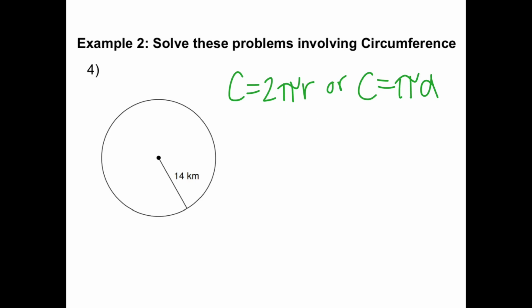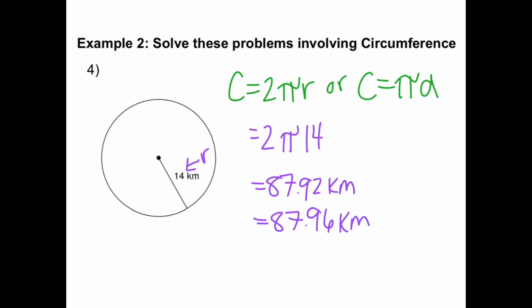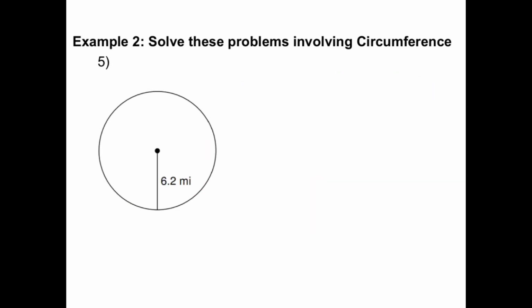In this problem, we are given that the radius is 14, so I'm just going to plug in 2 times pi times 14. And again, depending on if you use the pi symbol or 3.14 in your calculator, your answers will vary just on the decimal. So your answers should be just under 88 kilometers for the distance around this circle.